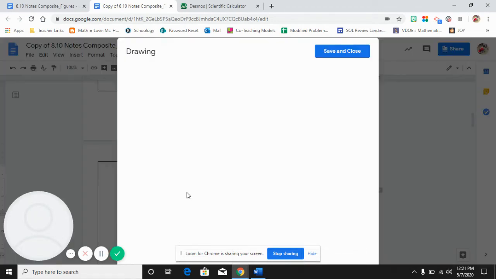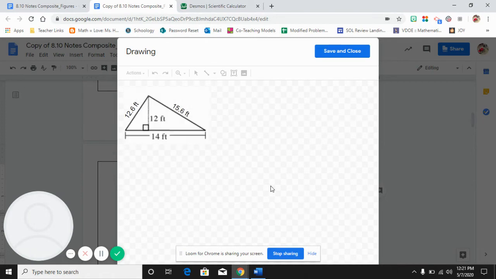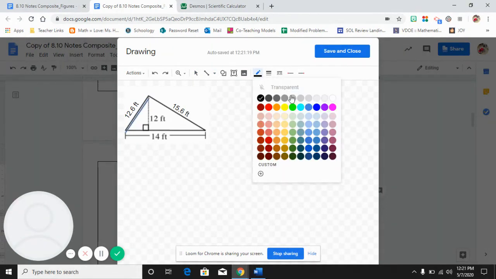Let's check out this figure and decide what we're going to use to find the distance around it. If I was doing this on paper, I'd use a highlighter. Don't quite have that, so we're going to try our best here. I kind of like to go over it with a different color. So we want the distance around.